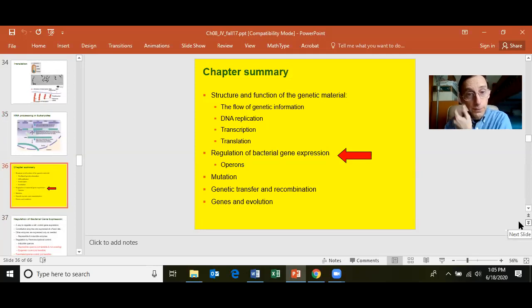Now we're going to switch to the regulation of bacterial gene expression, and we'll talk about operons and how they regulate gene expression. We're done talking about the structure and function of the genetic material. Then we'll move on to mutation, then genetic transfer and recombination, and lastly we'll end with genes and evolution.